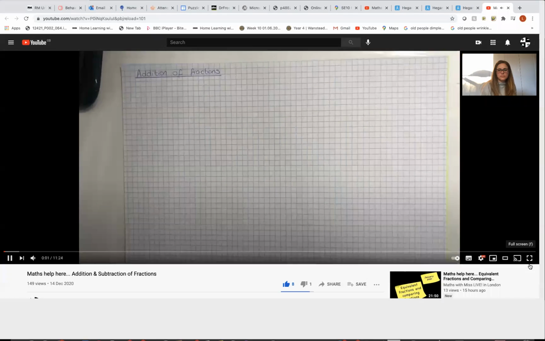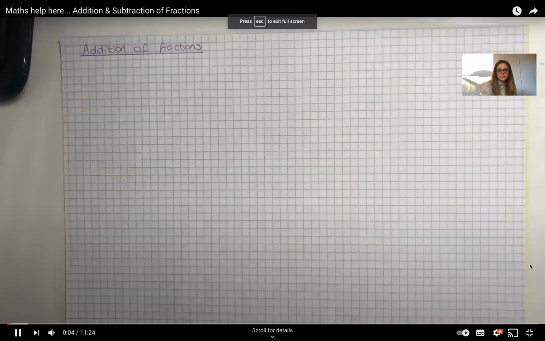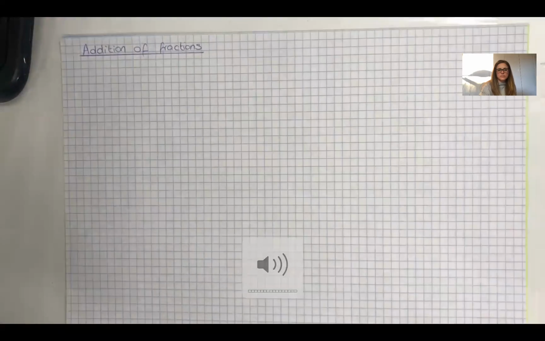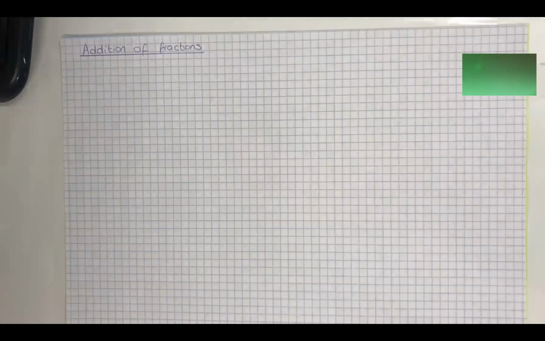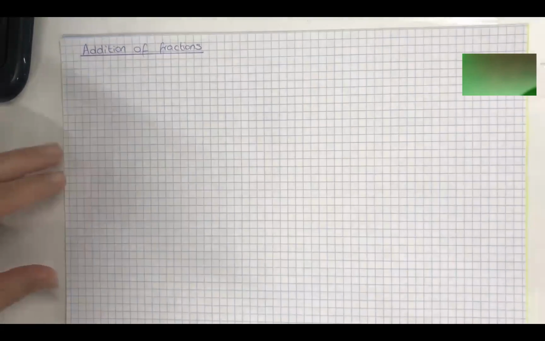Today we're going to look at addition and subtraction of fractions. We're going to start with addition, and the simplest type of addition of fractions is when two fractions have the same denominator. I'm going to give you an example here.